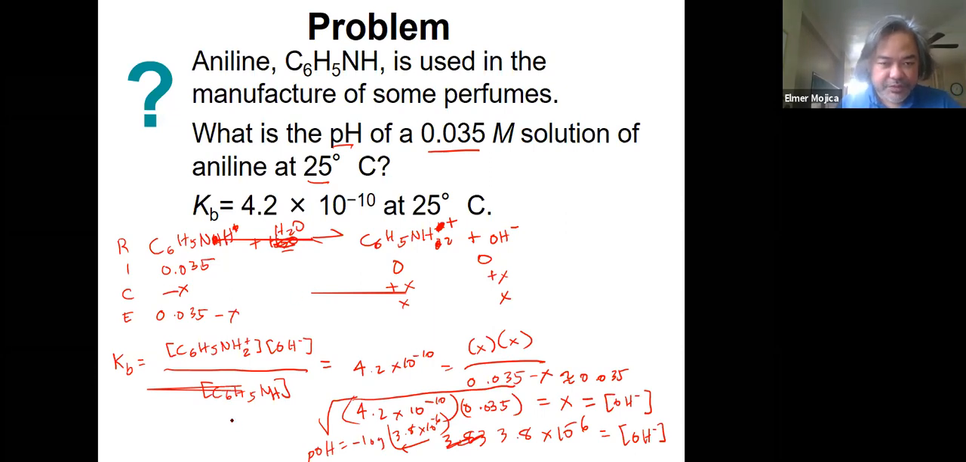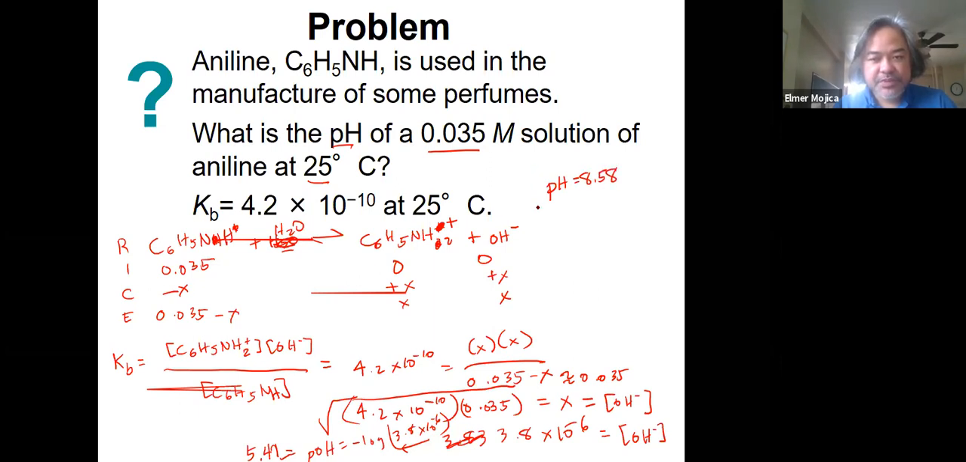So what do you get? pOH there. 5.42. And then from that, you can get the pH by subtracting that number from 14, so you end up with 8.58.